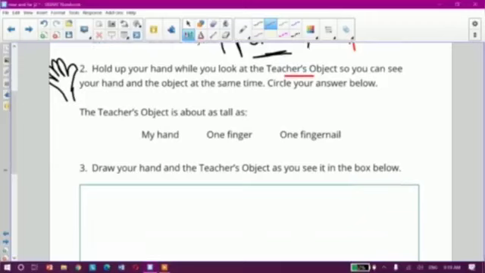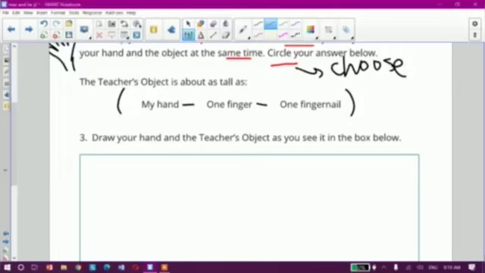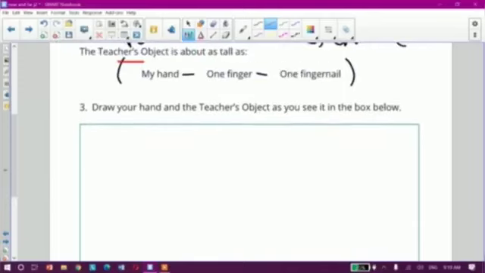Okay, I have three answers. I will choose one of them. The teacher's object, which is what? Pencil. Looks like what? Let's draw what you can see. Okay. This is your hand. You're raising your hand like this.